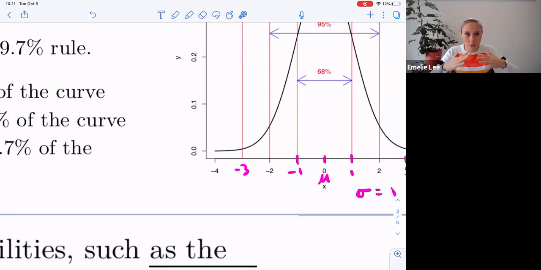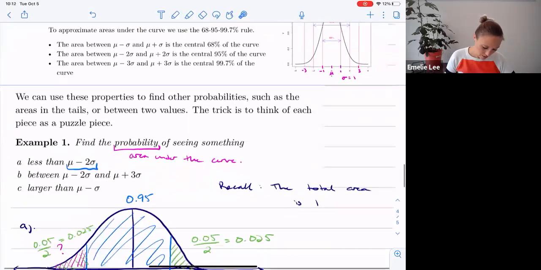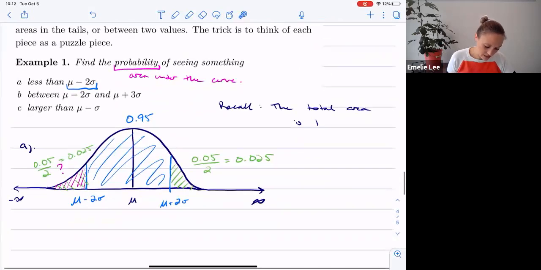Okay, so you could go through and you could chop up this graph as much as you want. What if you want to find the area between mu minus 2 sigma and mu plus 3 sigma? Okay, so here we go.